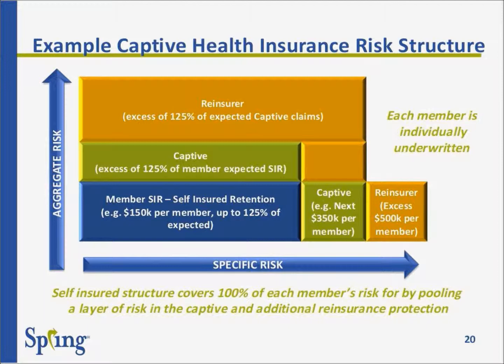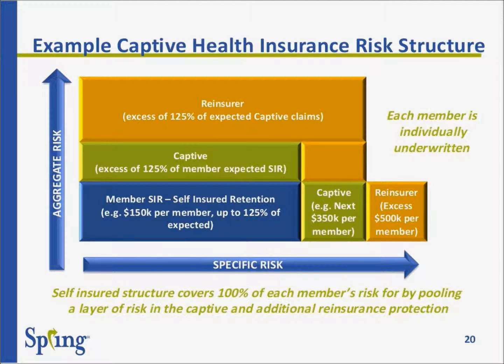So each member has their own risk pool, and that's displayed here in the blue. And then beyond that, there's pooling of risk. That's represented here in the green. So that's the captive. And the captive can help to pool risk on an aggregate basis or a specific basis.